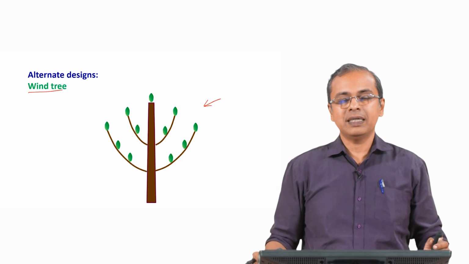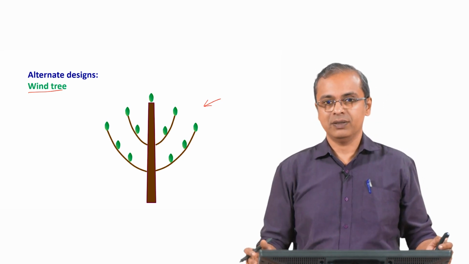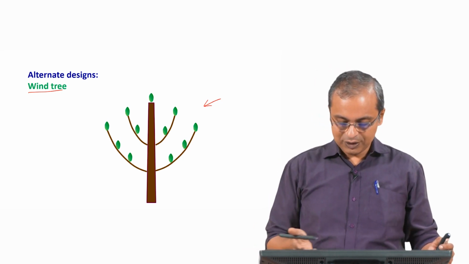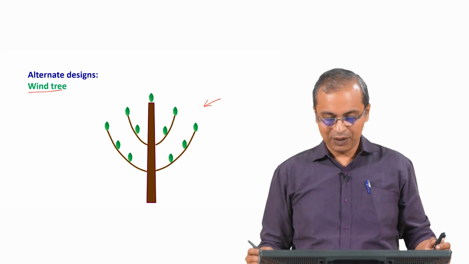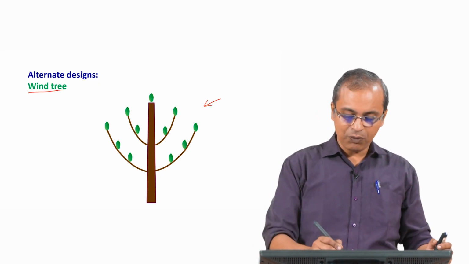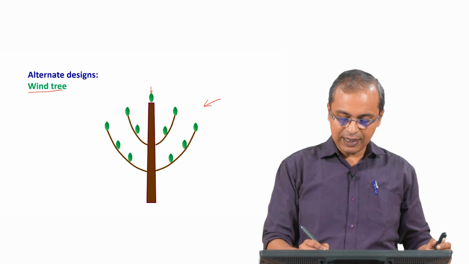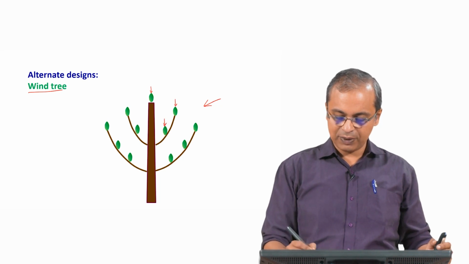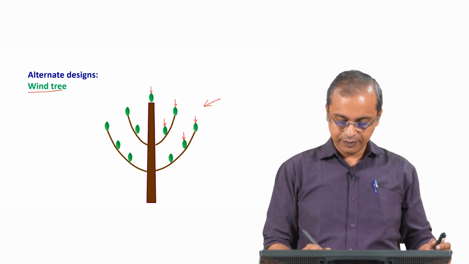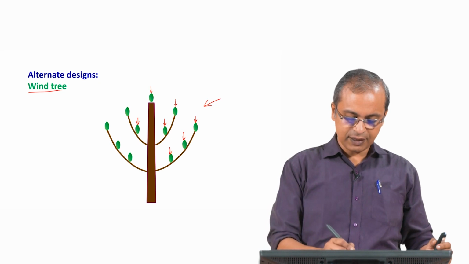So, people have come up with some interesting designs where it does not even look like a windmill. It just looks like a tree. Of course, this is colored artificially just to give you an idea of what is expected here, but basically what you have is a series of small vertical axis wind turbines. These are all vertical axis wind turbines.